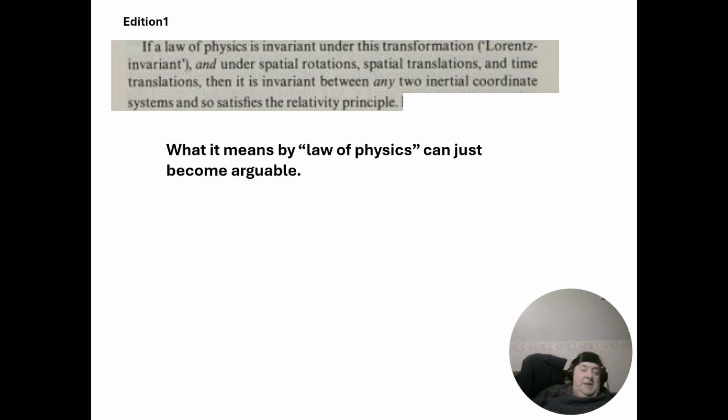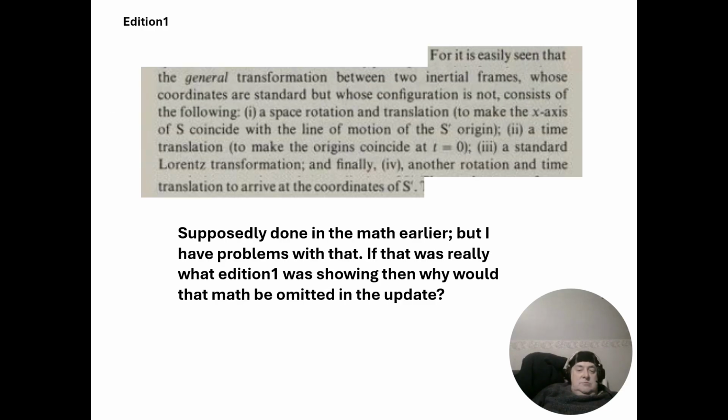Edition 1 of the book carries on to say, "If a law of physics is invariant under this transformation, Lorentz invariant, and under spatial rotations, spatial translations, and time translations, then it is invariant between any two inertial coordinate systems, and so satisfies the relativity principle." And my complaint here is what it means by the law of physics, which can be arguable. He's not going into details about that. It's the usual: say something and not explain yourself properly.